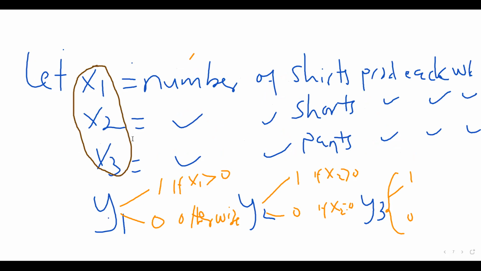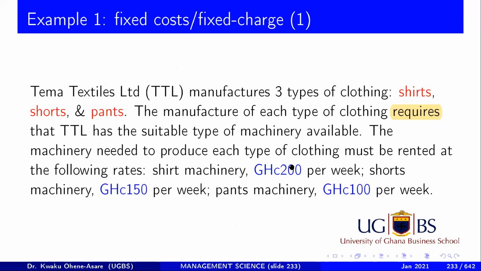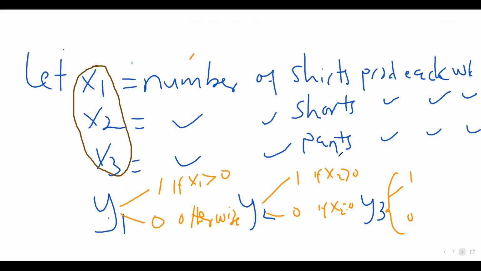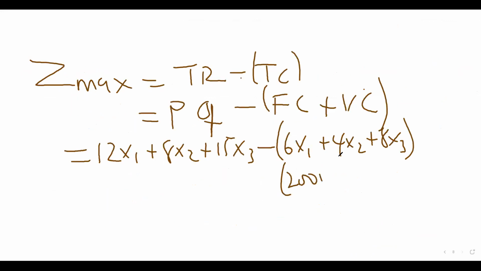Go back here and you see, you were told that 200 for the shirt, 150 for the shorts, and 100 for that. So 200, 150, 100, they have to be incorporated. Each one must be multiplying the y's. So let's go. You're going to have 200, I'll put that in a bracket as well. So you have 200, not x1, but y1, plus 150y2 plus 100y3. So these also have to be incorporated in the analysis.